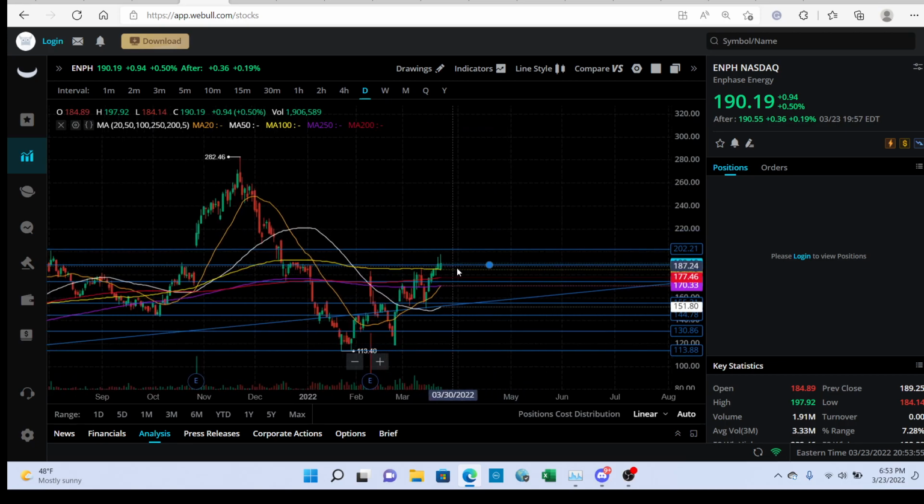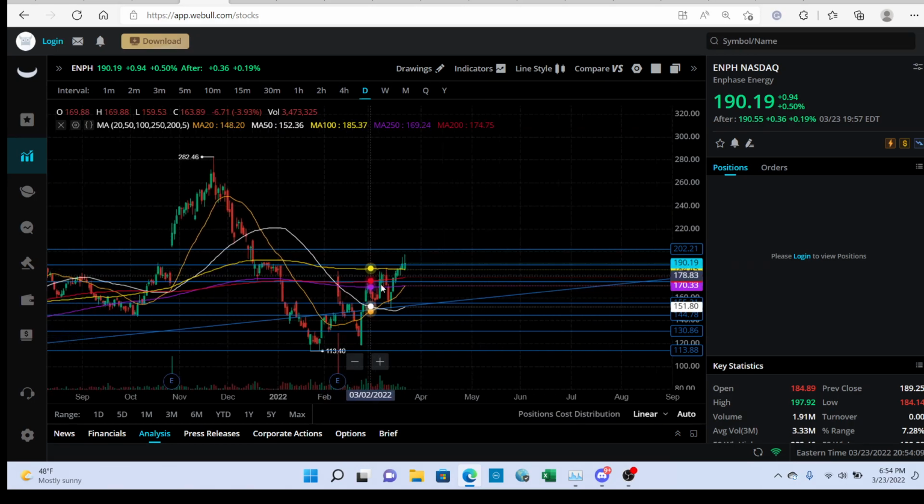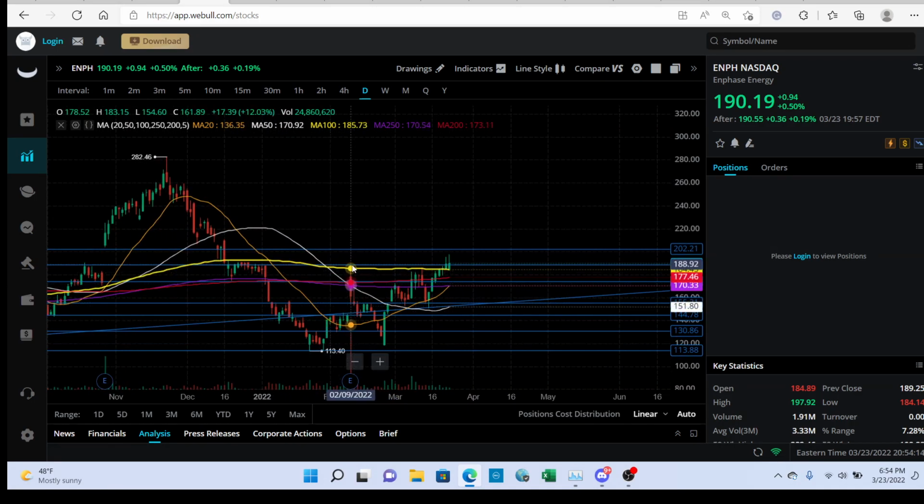So right now we're actually above the 100-day moving average, which is 184.45. And we have this curling 20-day moving average. So it looks bullish right now. And you can see that the last time we actually went up to this 100-day moving average, we rejected pretty hard. But right now we're actually pretty bullish.